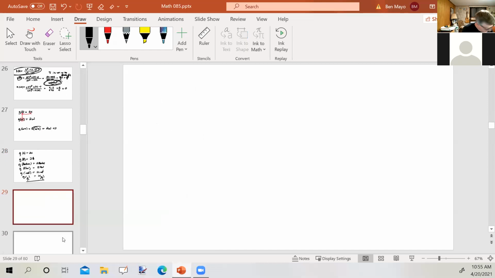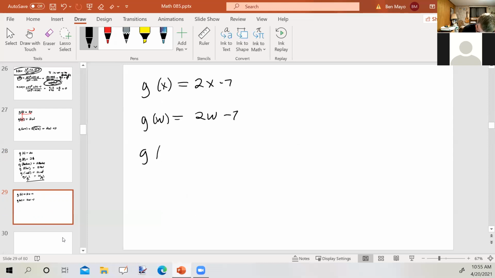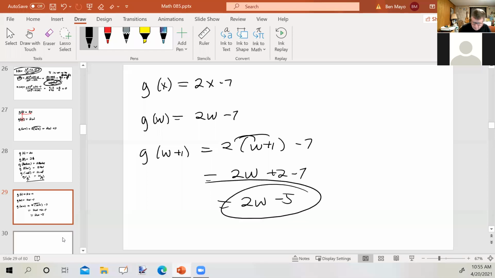All right, what about this? G of x equals 2x minus 7. G of w would be 2w minus 7. G of w plus 1 would be 2 times the quantity w plus 1 minus 7, which is 2w plus 2 minus 7, which is 2w minus 5. So again, what are we doing? We're putting this in the place of x. Whatever is on the inside becomes the input, and the result is the output.